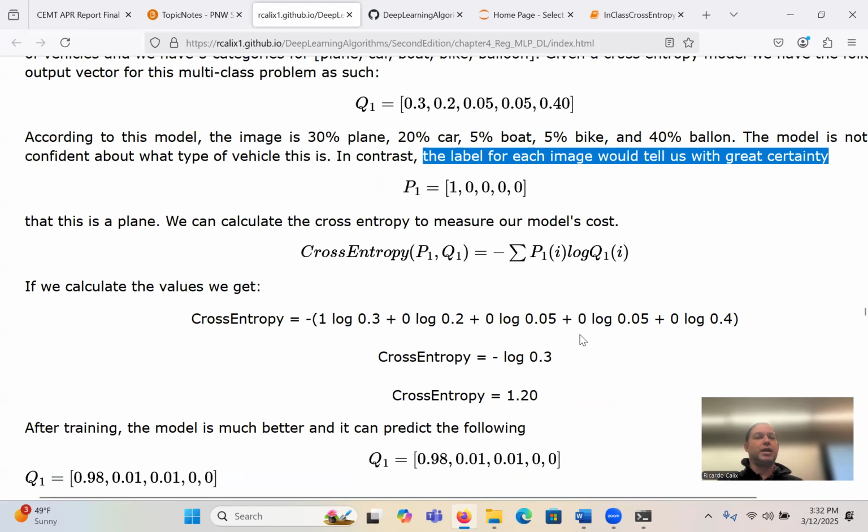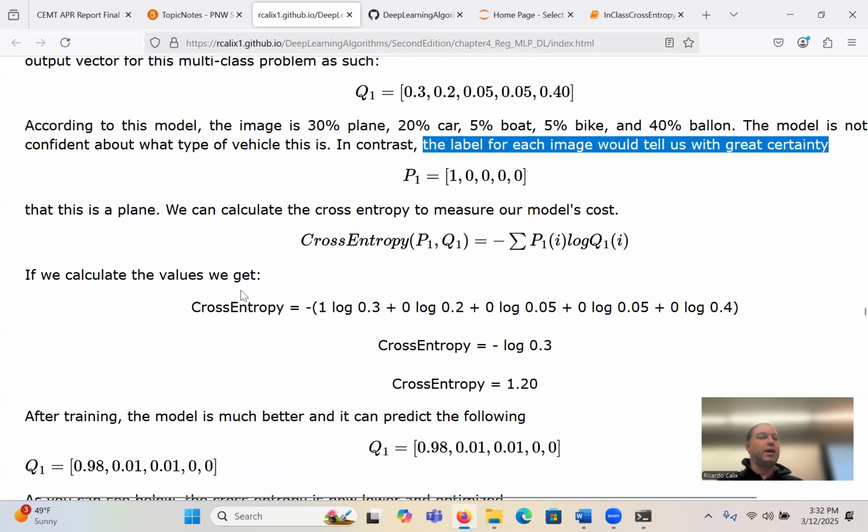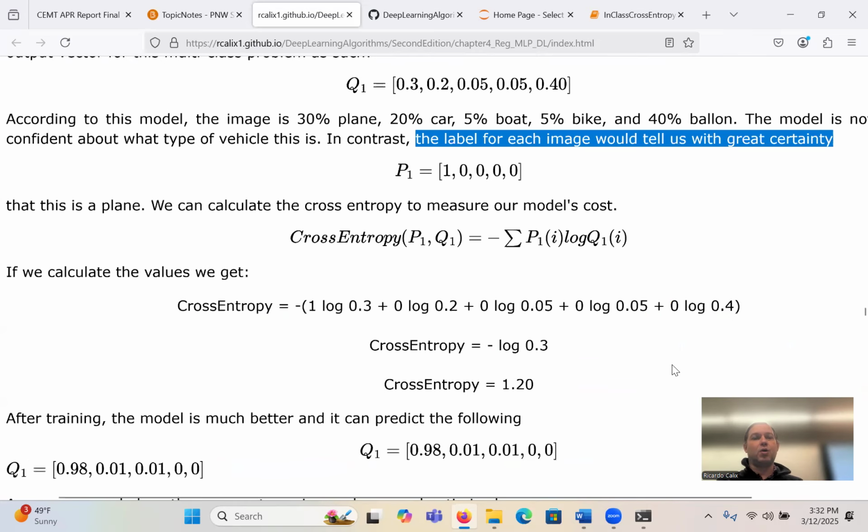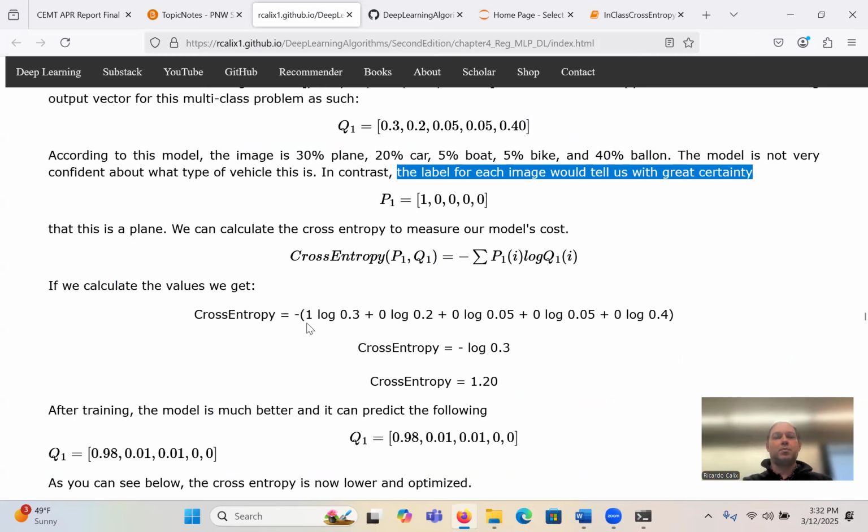So now we can do the calculation. If we calculate the values for multi-class cross entropy, we get the following. The real probability for this scenario, Q1 and P1, is 1, that is plane. You can see 1 here, right? The other reals are 0, because the model knows that it's an airplane. It's the real data and not the other one. So it's 1, 0, 0, 0, 0.